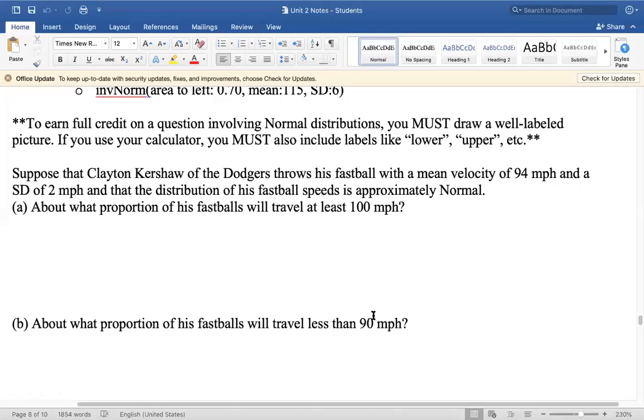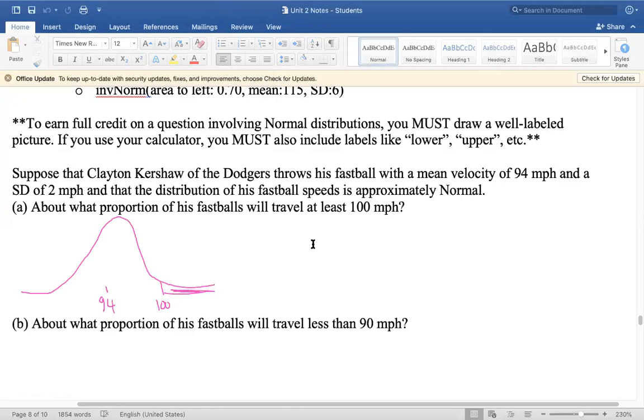Now if I go back to the notes, I can type some stuff in here. If I'm going to do it with a calculator, I've got to draw a picture. So you're going to draw a little distribution. You're going to say the mean is 94, and 100 is over here. You're going to label this all properly, and then shade in the region that you want.